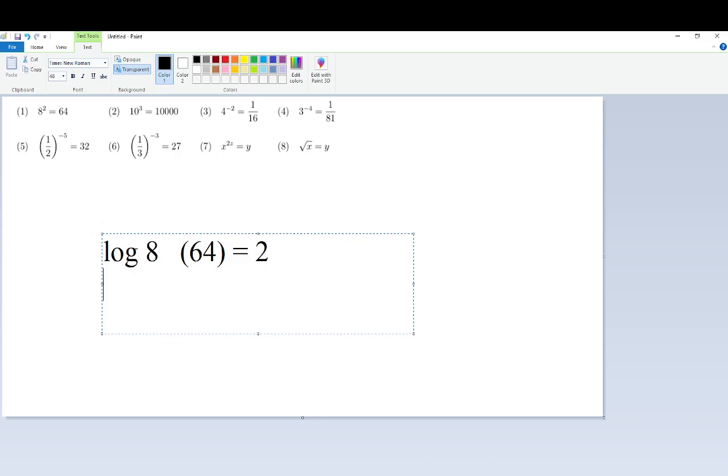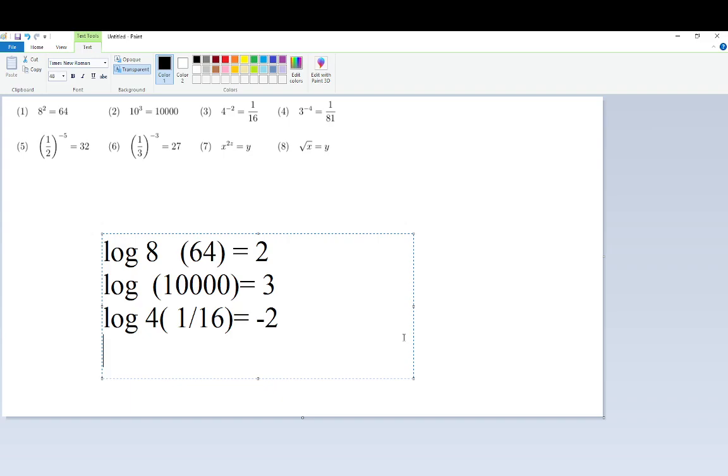2. The next one is log base 10, or just log, of 10,000, which is equal to 3. So what do I put over the power of 10 to get 10,000? 3. The next one is log. So the result is always going to go in the brackets here. The right side is always going to go in the brackets. The base in this case is 4, and the answer is minus 2. What do I put over 4 as an exponent to get 1 over 16? Minus 2. They're all like that.